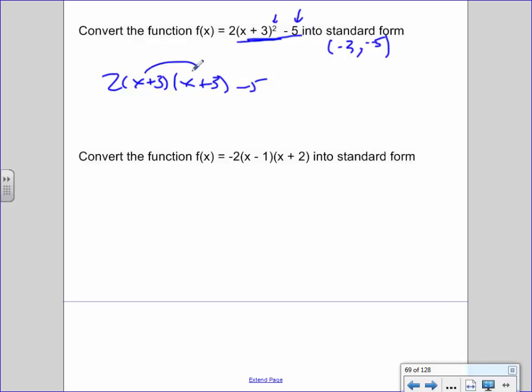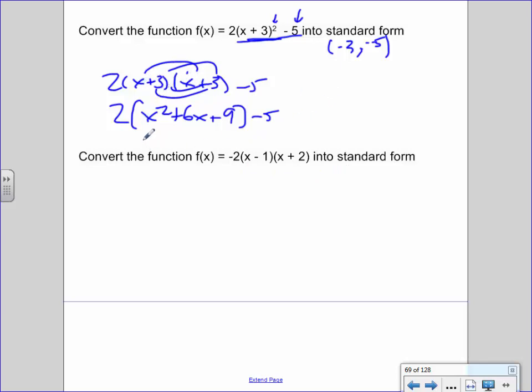Then when you write 2 of them next to each other, this is like grade 9 foiling. This foils to x squared plus 6x plus 9. It still has to get doubled. And then subtract 5. You guys follow what I did there? I'm just foiling out the squared part.